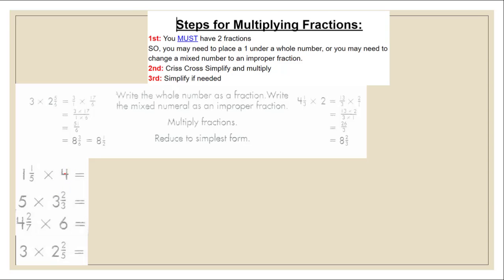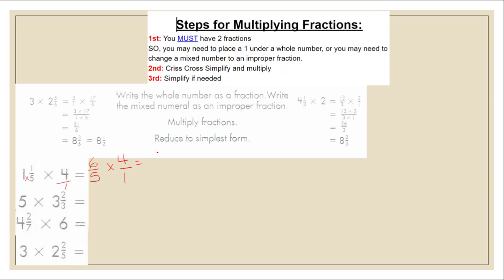So we do not have two fractions, so we need to put a 1 underneath our whole. Change our mixed number to an improper. So we're going to multiply our whole 1 times the denominator 5. 1 times 5 is 5, plus 1 is 6. So that gives us 6/5 times 4 over 1. So now I have two fractions. Let's see if I can crisscross simplify. And I can't, so I can go ahead and multiply.